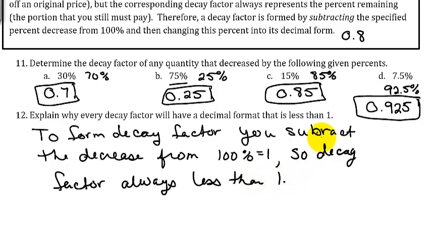The other thing about the decay factor is that this is just the remaining, so you're taking part off of the original amount, and that's another explanation of why this is always going to be less than 1. When we did growth factors, those are greater than 1 because you need the whole original amount, that's the 1 part of it, and then you also need the amount that you're increasing.